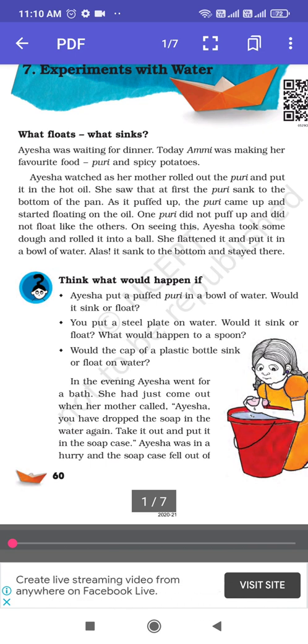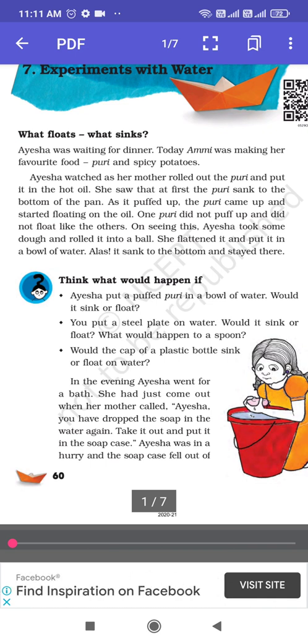Right? How did it float on the oil? Just because of air, okay, hot air occupies the space between two layers of puri, and as we all know, hot air is light in weight, so it forces that puri toward up, okay, and this is how that puri floats. One puri did not puff up and did not float like the others.